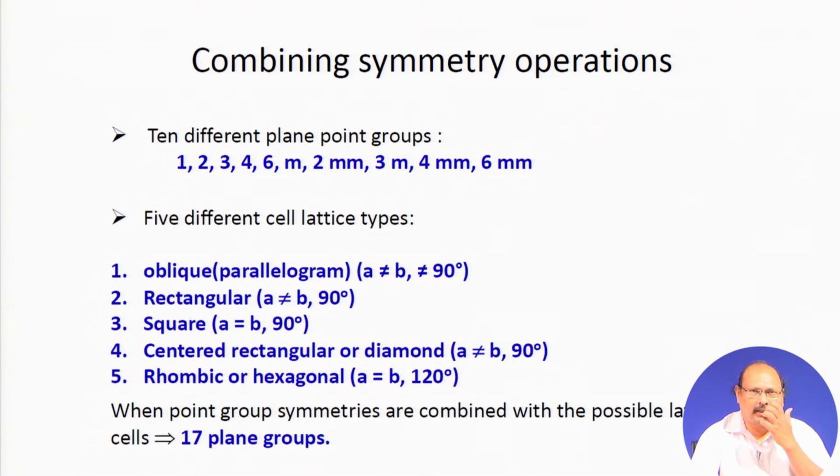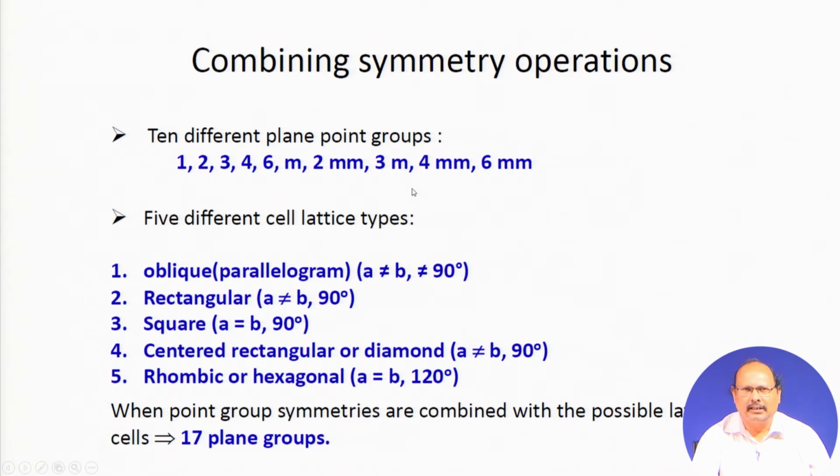Now, this kind of symmetry operations, the translational symmetry operations, can be linked with 10 fundamental types of point groups of symmetry, which are of two dimensional nature here. What are those 10 different types of two dimensional point groups of symmetry, which we have studied in previous lectures? They are 1, 2, 3, 4, 6, m, 2mm, 3m, 4mm and 6mm.